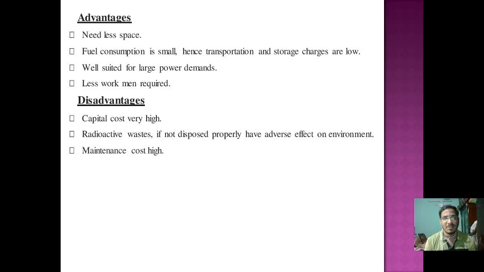Disadvantages: capital cost is very high. Radioactive waste, if not disposed of properly, has an adverse effect on the environment. Means whatever radiation comes from the nuclear reaction in the reactor, if it is not disposed of properly, it gives a harmful effect to the environment. Maintenance cost is also very high.